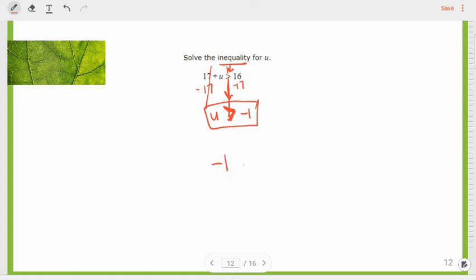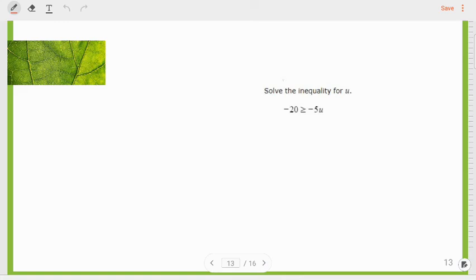If you decided to be like, oh, it's negative 1, and I'm just going to write it the other way, remember not to just leave that symbol the same. Remember, the alligator mouth is a comparison. The inequality is a comparison. I need to make sure that comparison stays true. So the alligator mouth continues to eat the u. Let's look at a different one.